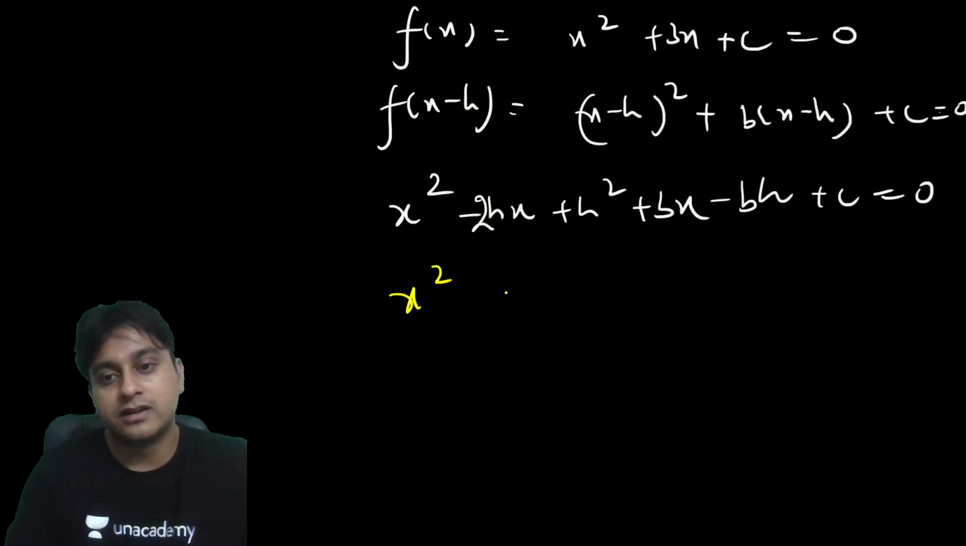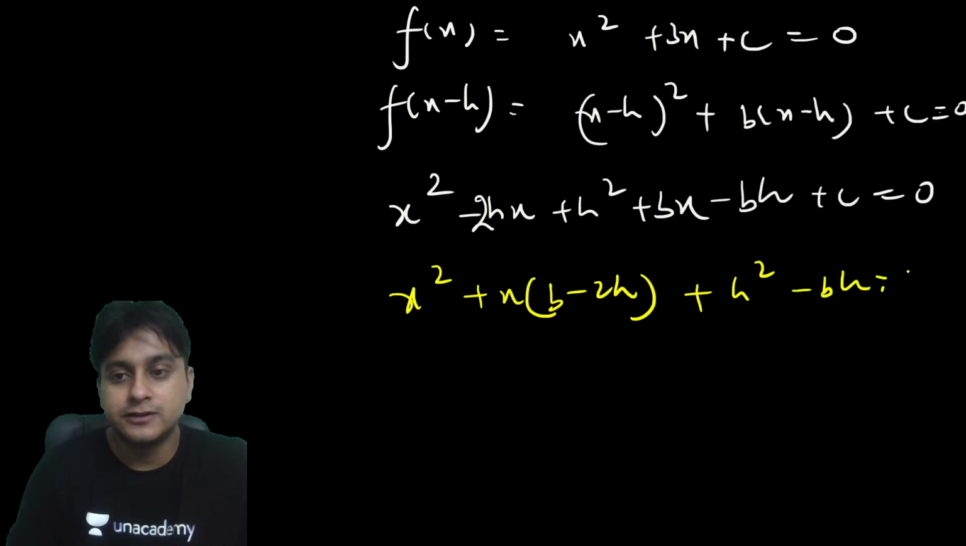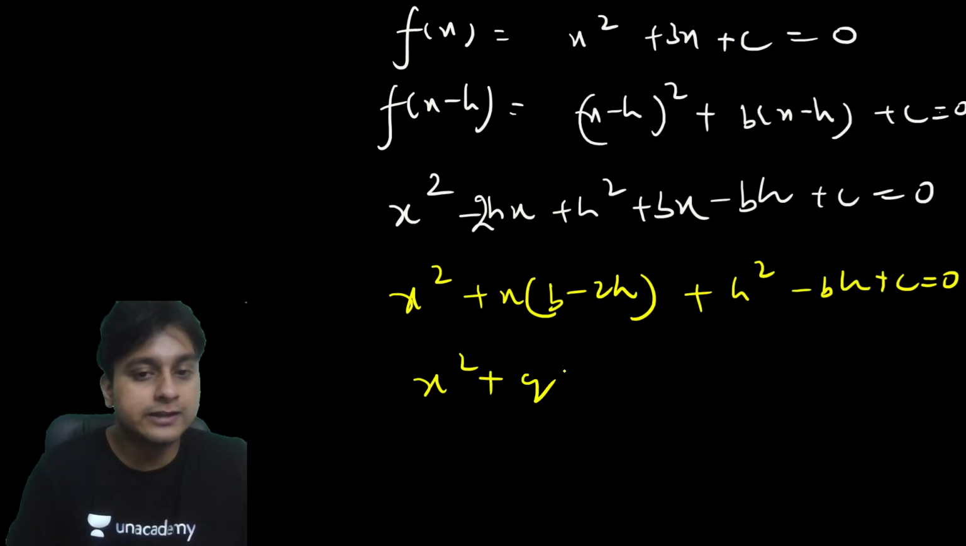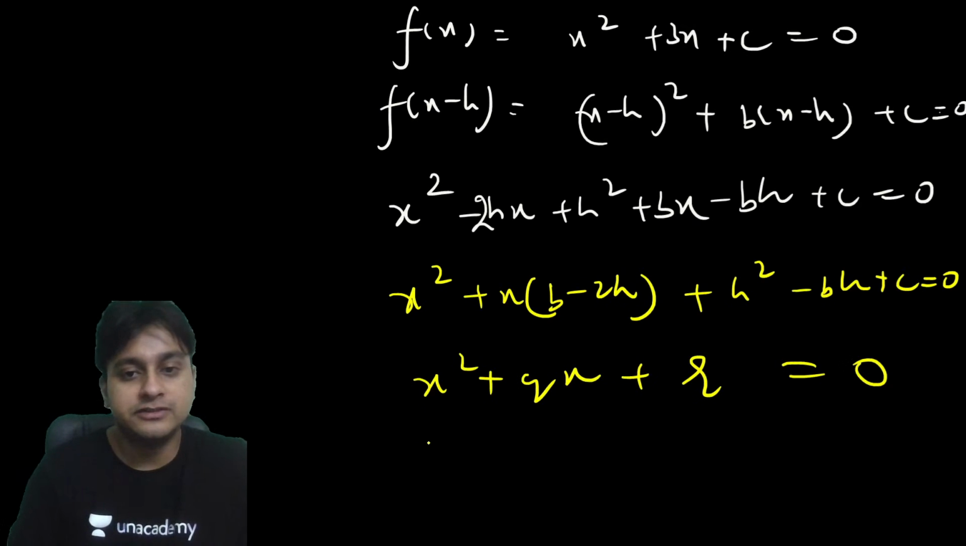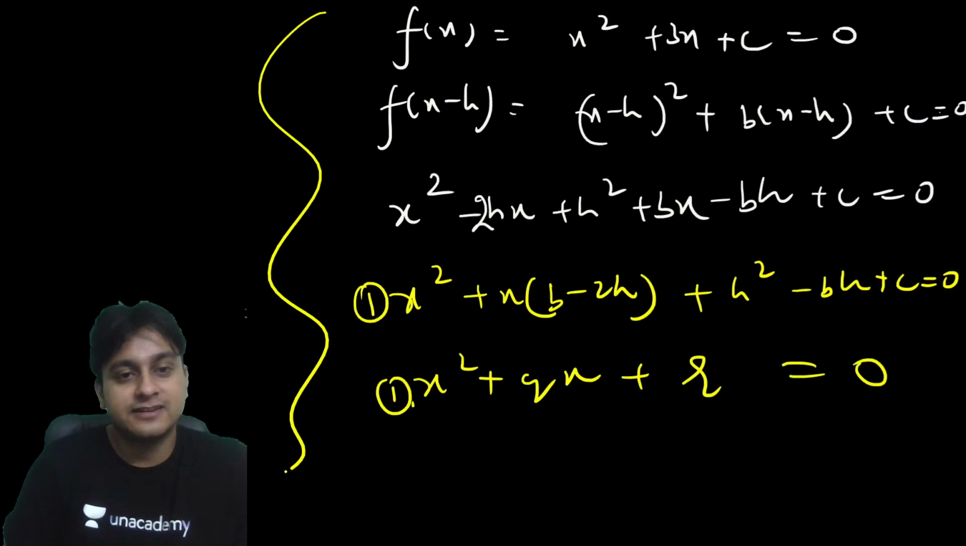So x square, if you take x common, you will be getting b minus 2h, and then the rest will be constant, x h equals 0. And you can compare this equation with x square plus qx plus r equals 0. These two are the same equations, so actually the ratio should be the same. As here we have 1 and 1 respectively, this also should be the same then, right?